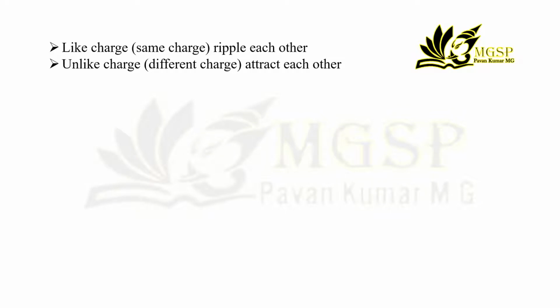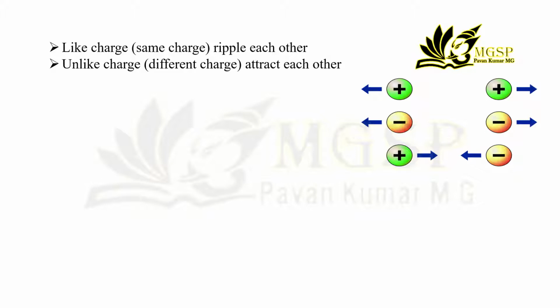Like charges, or same charges, repel each other. Unlike charges, meaning different charges, attract each other. You can see here they are like charges, so they repel and move far apart. Positive positive, negative negative repel, and positive negative, here they are attracting each other.